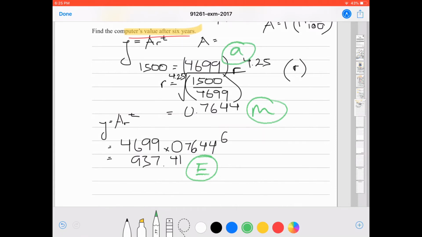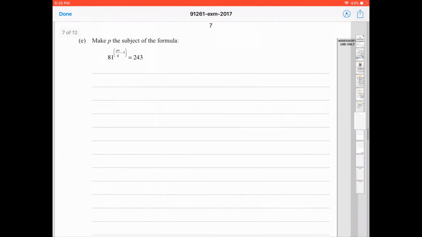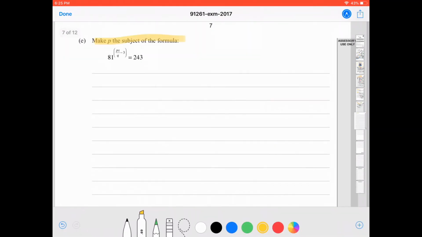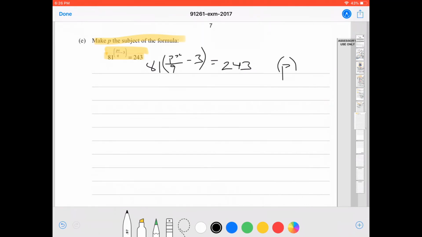Okay, moving on to question 2e now. It says, make P the subject of the formula. We've been given this equation here, 81 to the power of px over q minus 3 equals 243. And we're making, let's just write it out. We're making P the subject, right? 81 to the power of px over q minus 3 equals 243. And again, we're making P the subject, so it's going to look like P equals whatever.